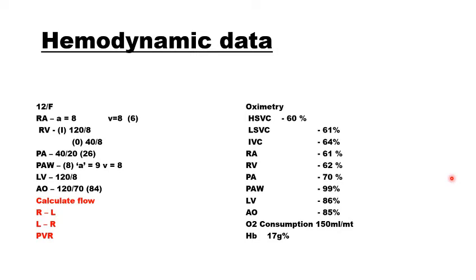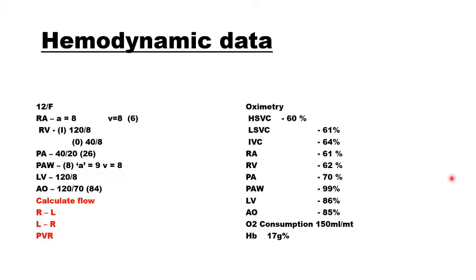No. You have not commented on the pulmonary artery pressure. Is it normal or elevated? Pulmonary artery mean is 26. Normal is 20 only. And the systolic pressure is 40 and the pulmonary diastolic pressure is 20. All three are elevated. Yes, sir.